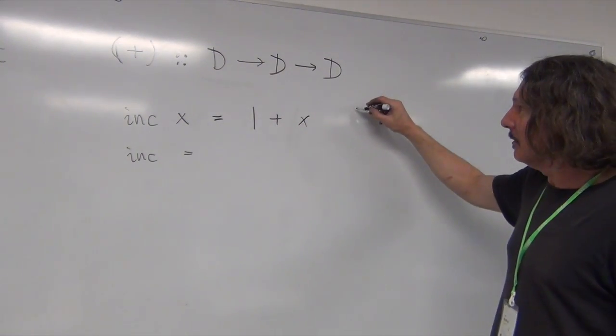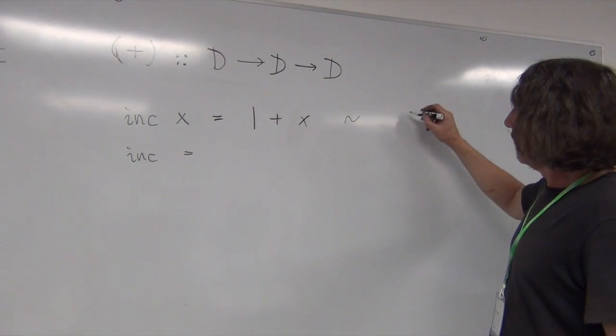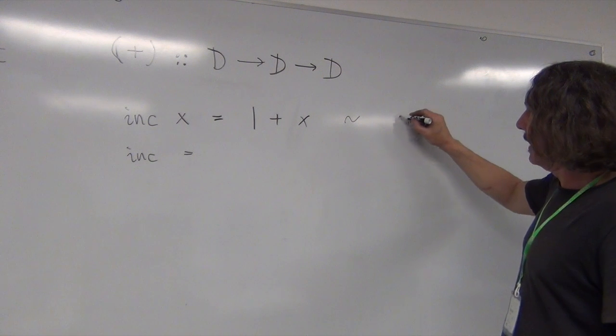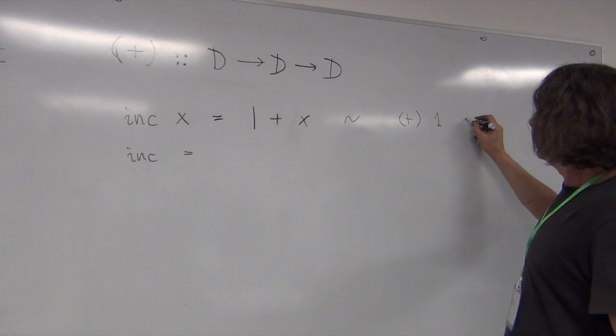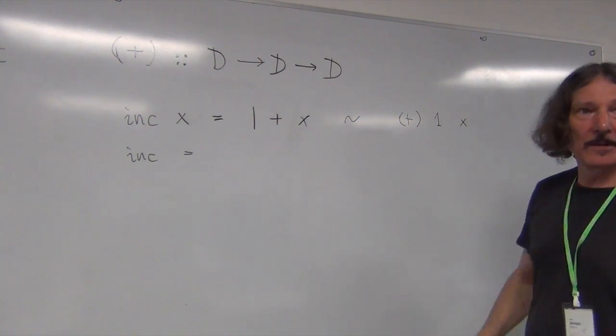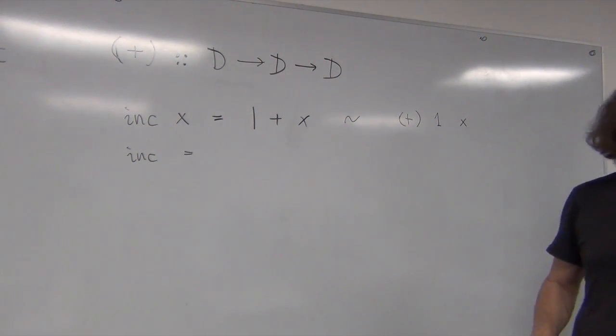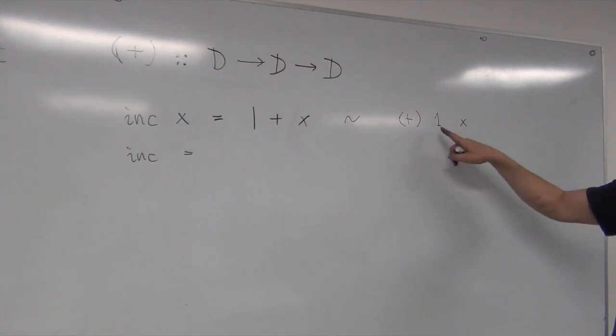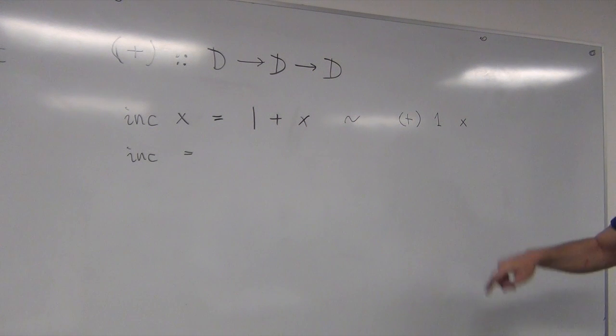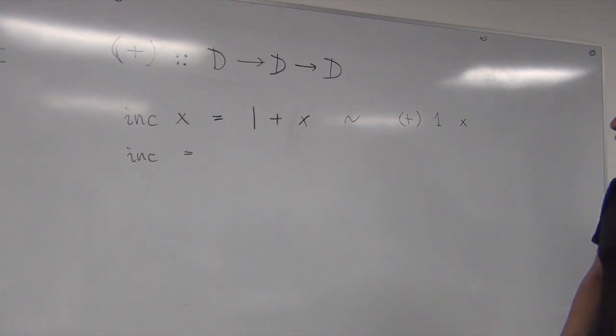Now this can be rewritten as plus in parens acting on 1 and x. The space is here, right? Well, this space is not really necessary, but this one is. So it's a function called plus applied to 1 and x, right?